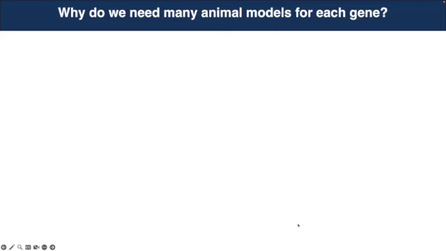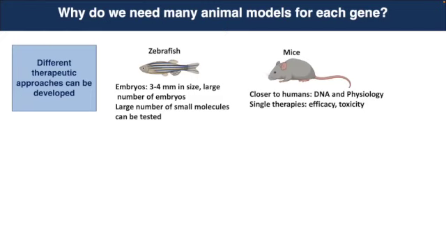So one of the questions is, why do we need so many animal models, right? One of the reasons we need different animal models, whether fish, mice, or something else, is that these different models have different versatility. So different therapeutic approaches can be developed with these models. For example, zebrafish embryos are really tiny, 3 to 4 millimeters in size, and a large number of embryos can be obtained from one mating, like a few hundred embryos.